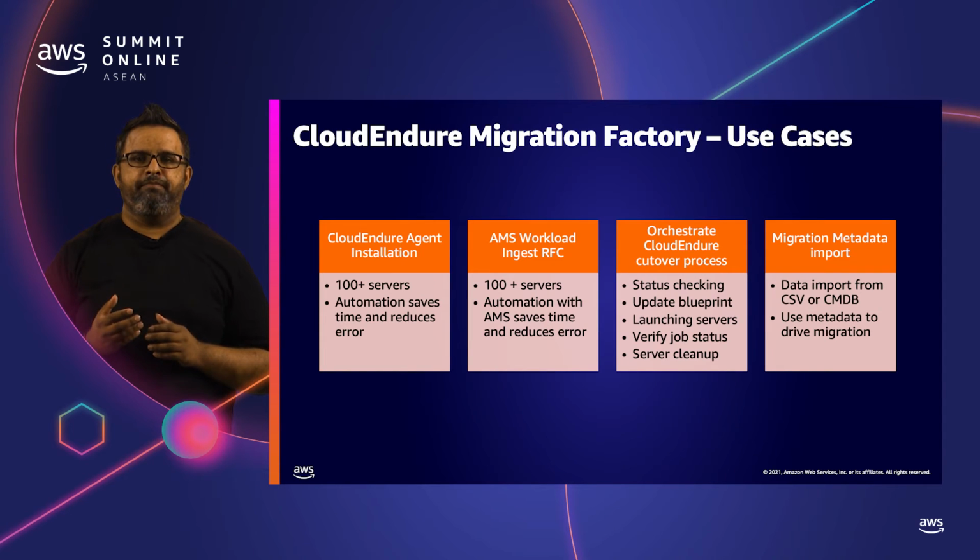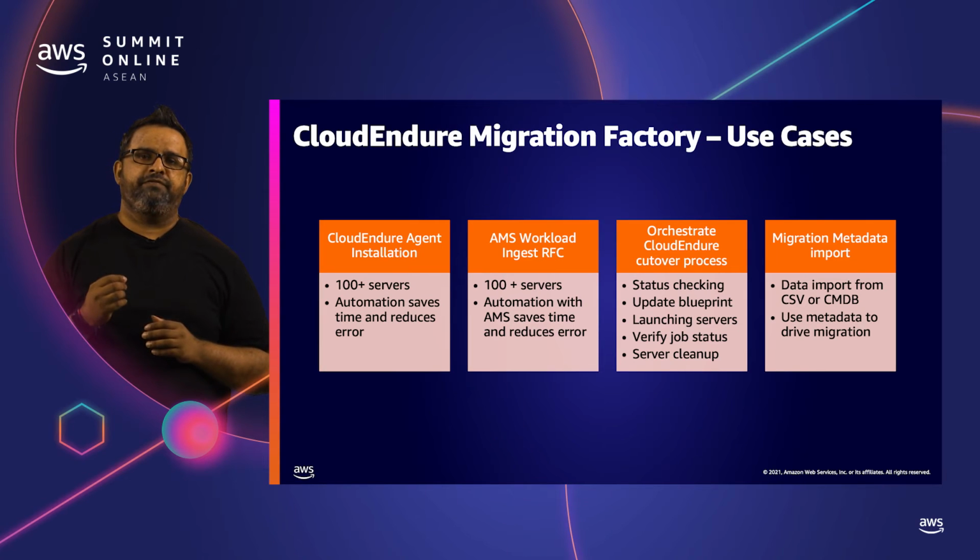Before jumping into the demo, let's first go through some of the use cases where we can leverage the CloudEndure Migration Factory solution. The first 2 use cases is to automate CloudEndure agent installation and create Amazon Managed Service Request for Change, RFC, in scenarios where there are more than hundreds of source servers. This saves time and reduces the risk for manual errors.